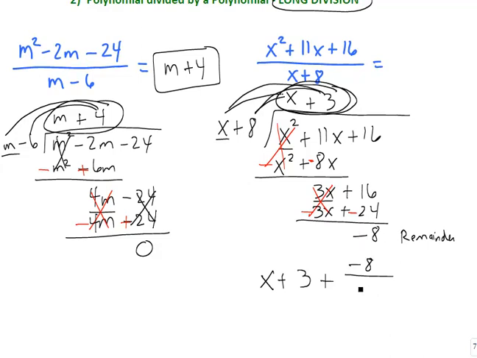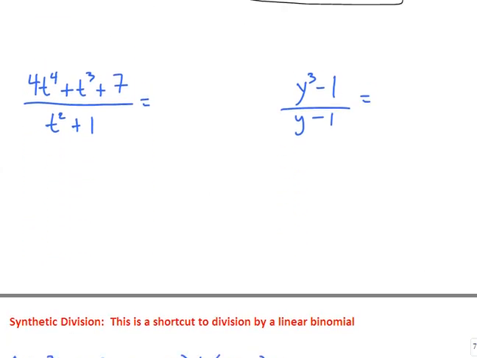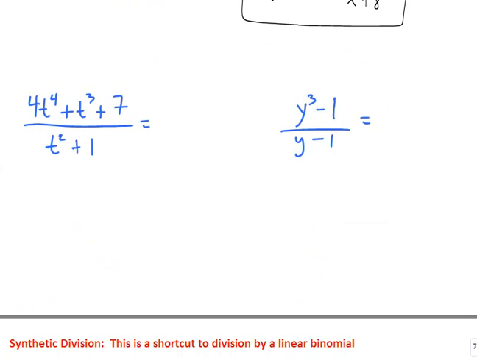What goes in the bottom of your fraction should be the same denominator that you started with, or whatever you were dividing by on the outside. So in this case, that was x plus 8. So your final answer has the quotient out front plus your remainder fraction. Okay, let's try a couple more.